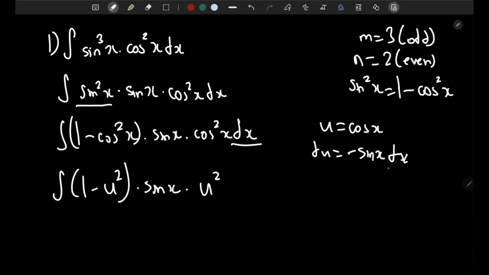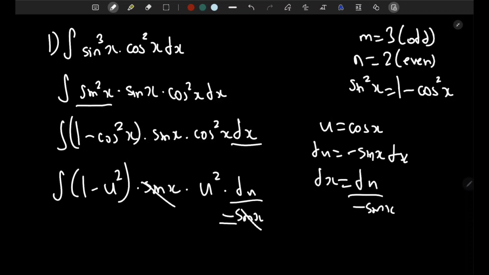dx now is going to be, let's rearrange this and rewrite it. It's going to be equal to du over negative sine x. So this sine will cancel out with this, and we can distribute the negative sign over into this bracket since it's multiplying. So basically it's 1 minus u squared brackets multiplied by negative 1. So it's going to be equal to u squared minus 1 into u squared du.